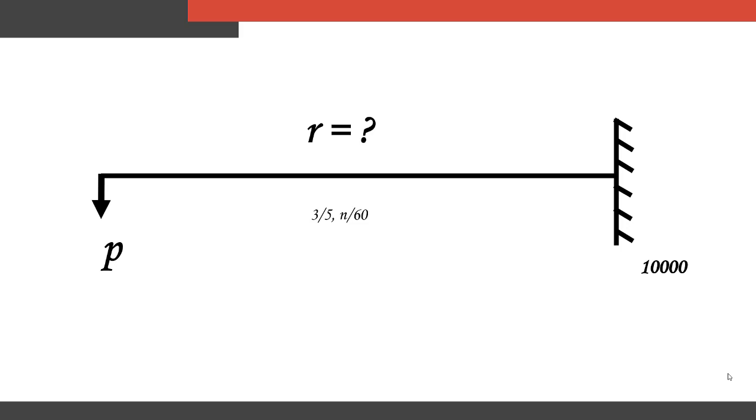On the timeline, we have S equals 10,000. We need to calculate P and the yield rate with the condition of 3/5, n/60.